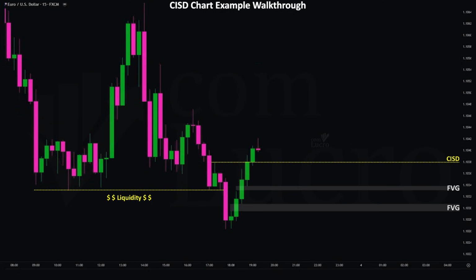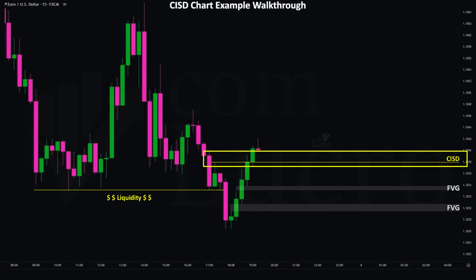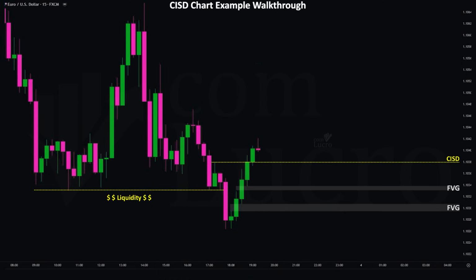However, in our approach, we mark the CISD in the same way we mark change of character and break of structure, using the extreme of the pullback. In a bearish scenario, this is the highest point of the retracement, and in a bullish scenario, it is the lowest point of the retracement. When price returns to this area, we observe how delivery behaves and look for confirmation before considering a long position.